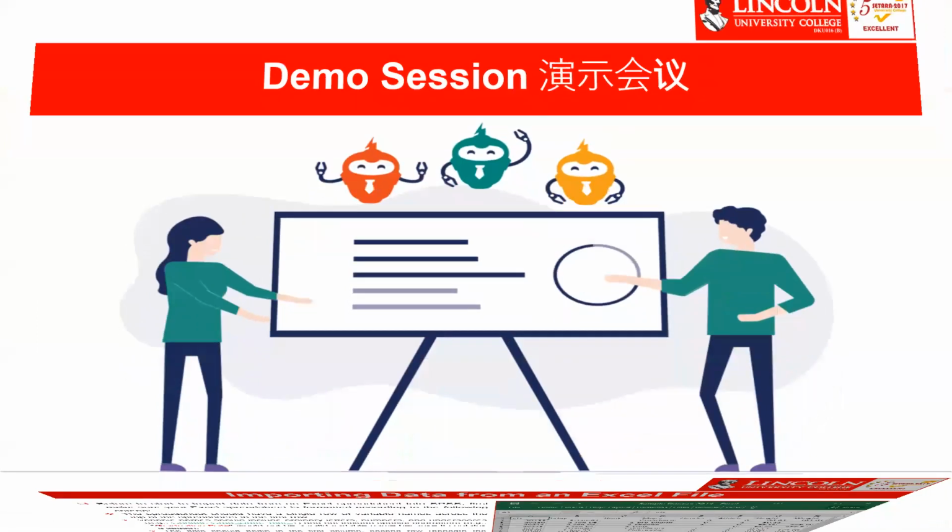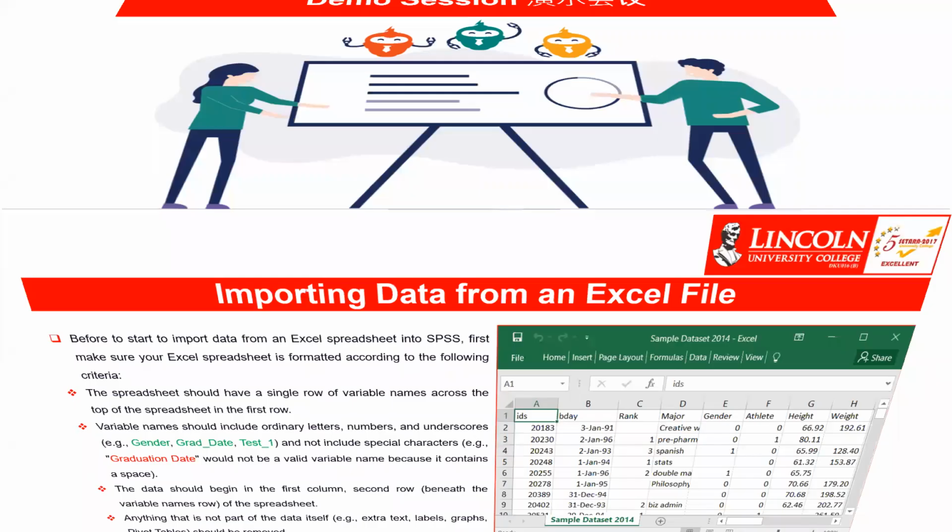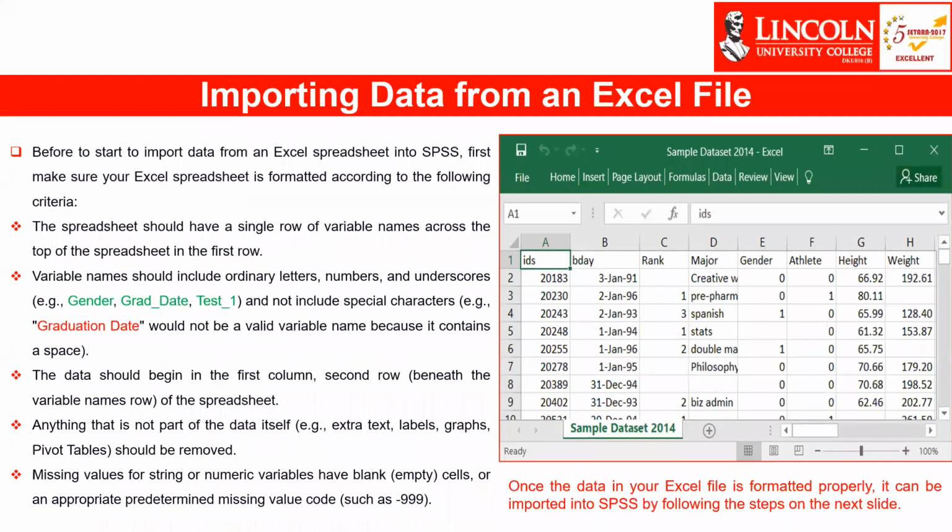So now, assuming that you want to input from Excel sheets a file that is not SPSS. Let's say you want to input your data from an MS Excel sheet. It's also very simple, but here you have to consider certain conditions. You have to make sure that your Excel sheet conforms with these conditions before you open such a file in SPSS. Before you start to import data from an Excel sheet into SPSS, first make sure your Excel spreadsheet is formatted according to the following criteria.